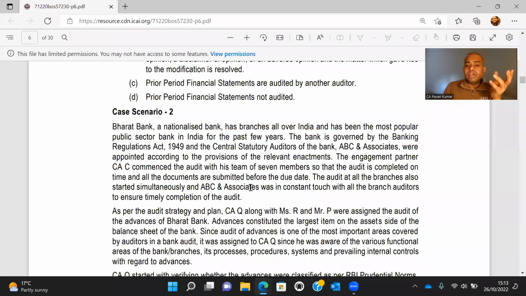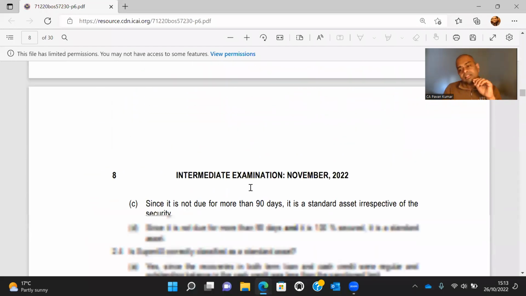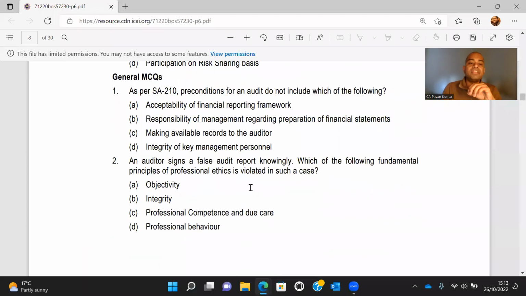The next scenario is relating to bank audit. Very interesting case study, case scenario 2. This also we'll see. After that, they have given some general MCQs, which is a comparatively easy area. Shall we start with these general MCQs?